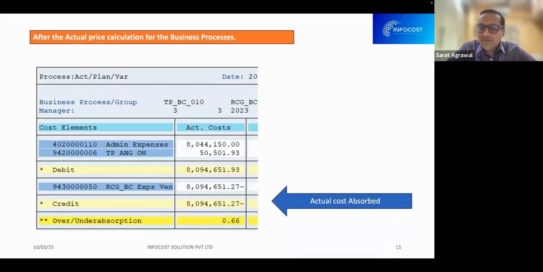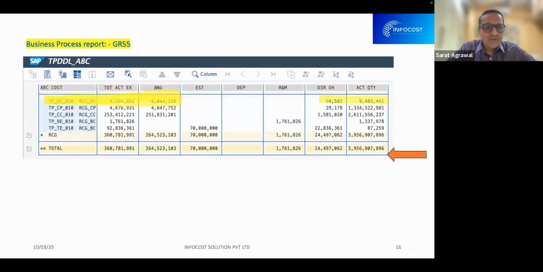So you can see once we complete the absorption, this total cost of 80.94 lakh is absorbed in our actual quantity and it gives the debit to that particular process. This is one of the reports which we have created, and like that we can create many reports under which we can track the performance of each business process in terms of the different GL groupings, in terms of the quantity, in terms of the rate per unit. Everything we can track according to the business process and the cost driver for each business process.